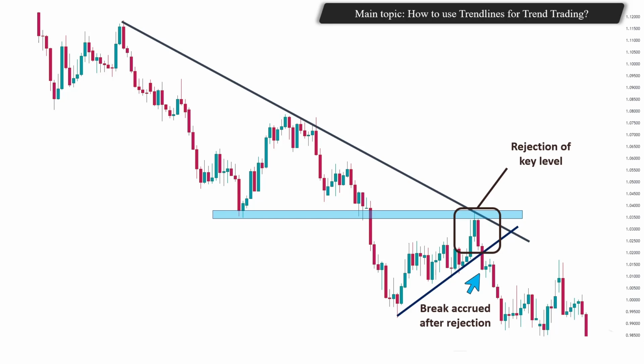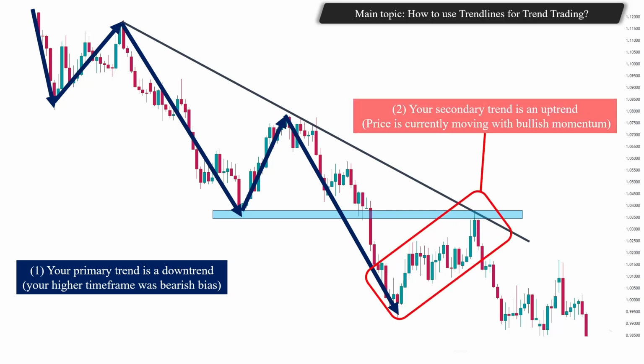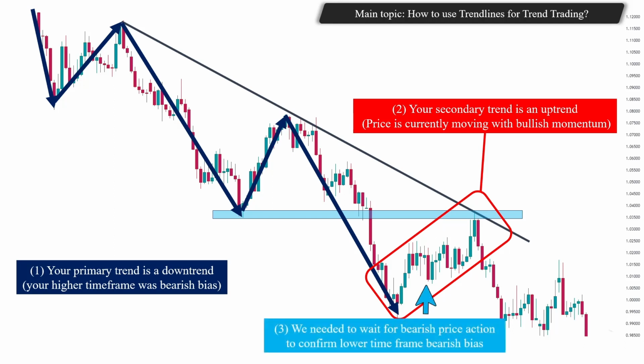So let's recap this once more to highlight the points. First, our primary trend was a downtrend, so we had a big picture bearish bias. The problem is that your short-term trend was an uptrend, meaning the price is currently moving with bullish momentum and can easily break through your long-term trend line. This is why we needed to wait and see if we could get bearish price action to occur inside of the short-term uptrend, so that the short-term trend would be bearish to match the long-term bearish trend.